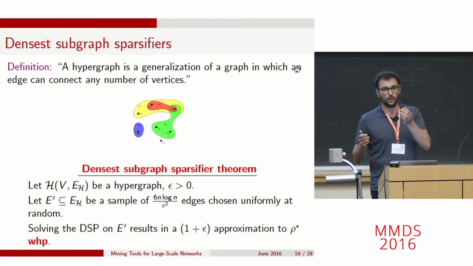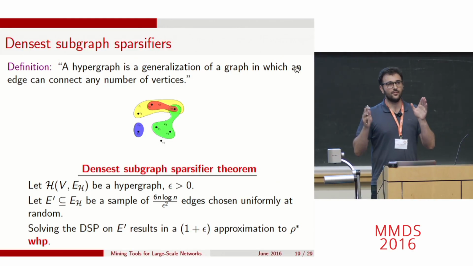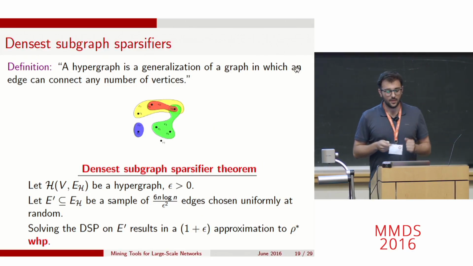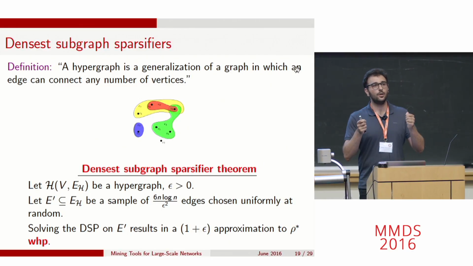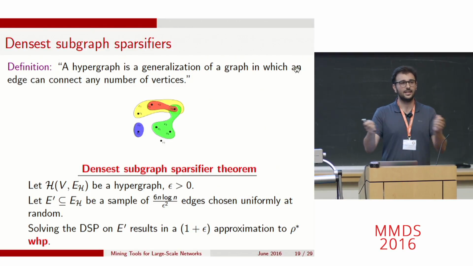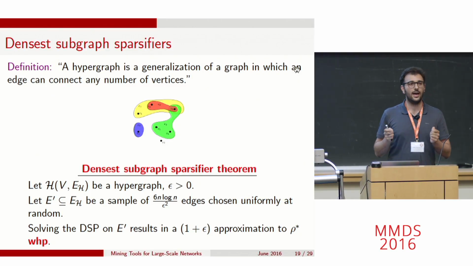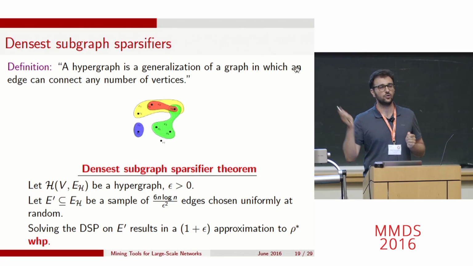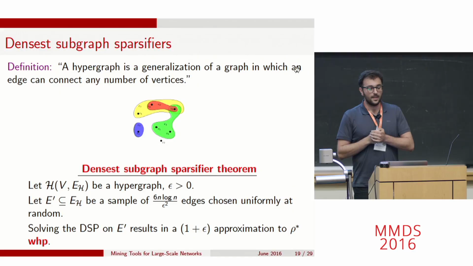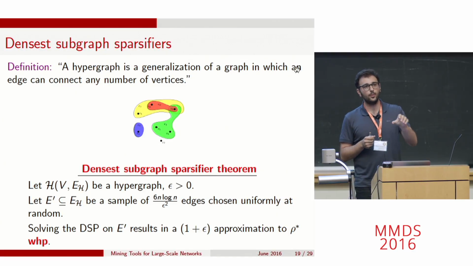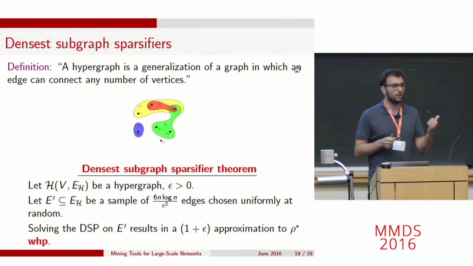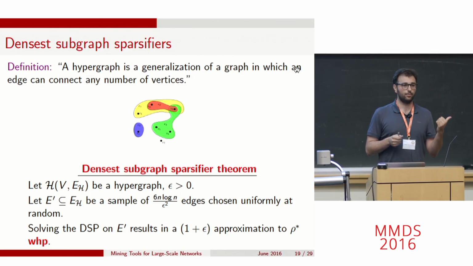Our theorem says the following. If you take a hypergraph H and you have some accuracy parameter epsilon, then if you take a sample of hyperedges uniformly at random, such that the cardinality of this set is n log n over epsilon squared, actually 6 n log n over epsilon squared, we have the constant here, then if you solve the densest subgraph problem on this sketch, on this sample, you get a 1 plus epsilon approximation to the densest subgraph problem on the original hypergraph.